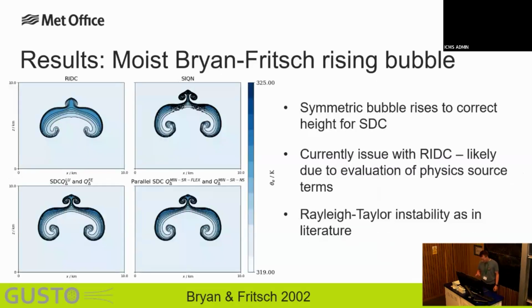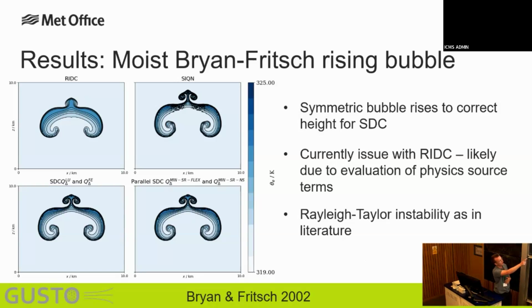On the other hand, with this one, SIQN here is essentially the semi-implicit time stepping method. Riddick is top left, and then SDC using LU and FE, and the flex and non-stiff Q delta matrices. With these three, we get a symmetric bubble that rises to the correct height, and they're using the next to lowest order spaces. So you have this Rayleigh-Taylor instability, and everything looks quite smooth at the moment.